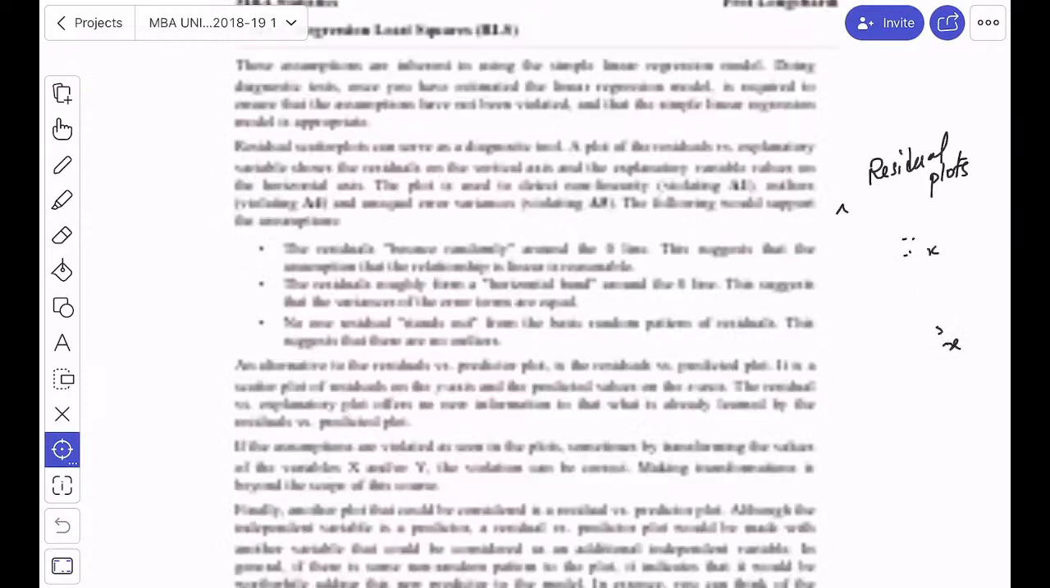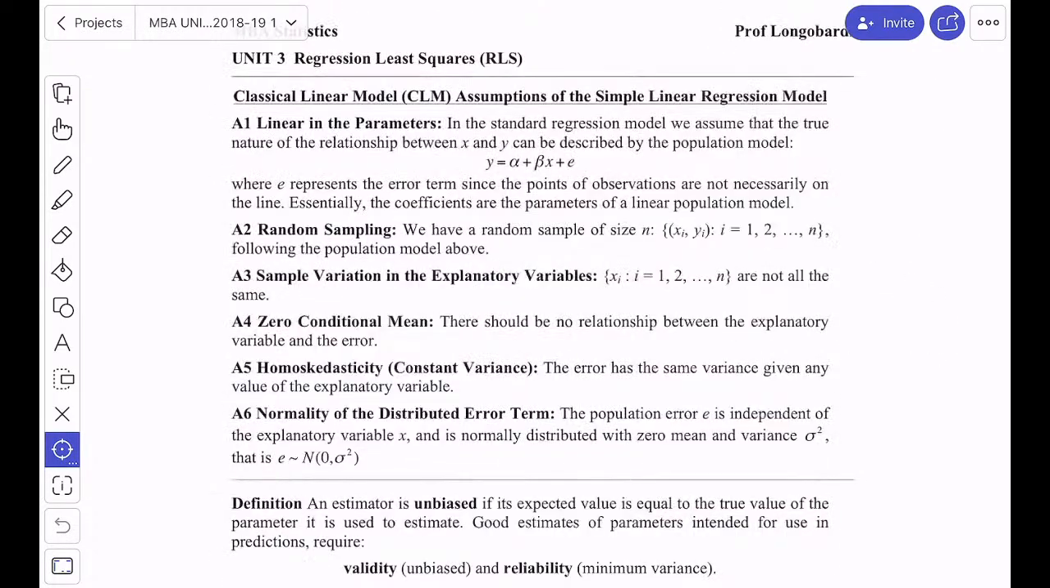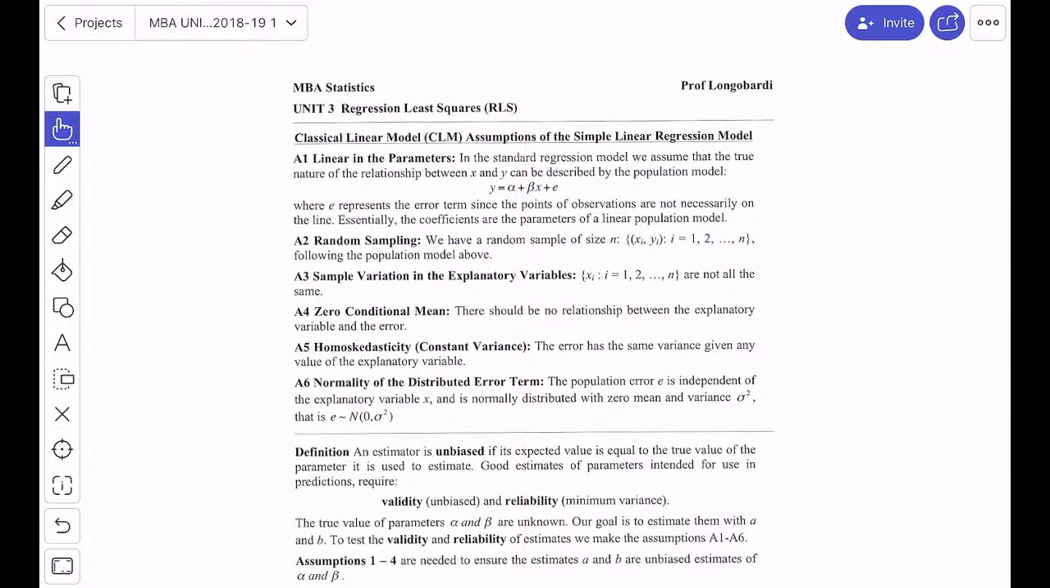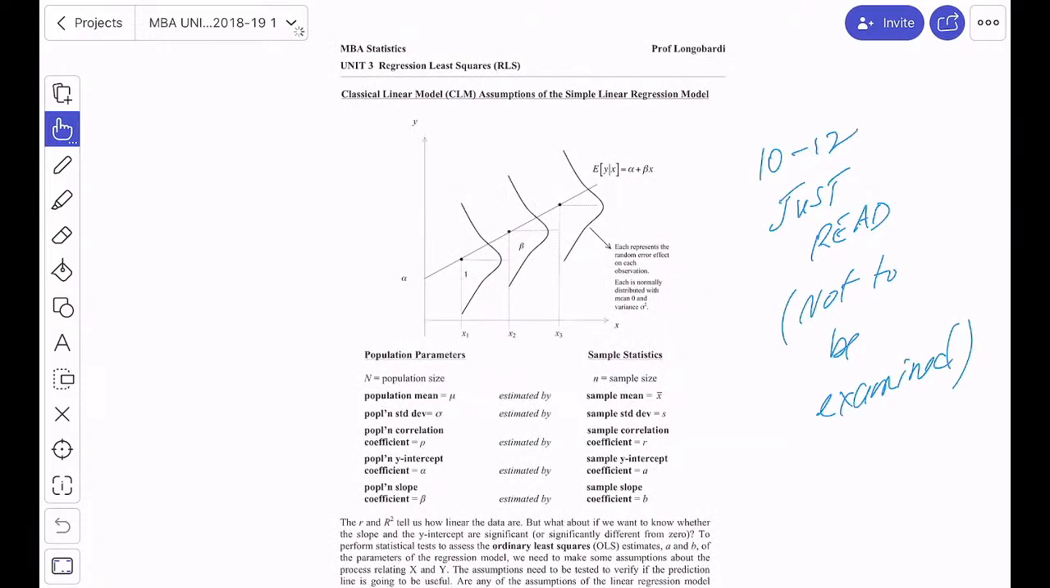And then I have some more discussion about that. So that goes beyond the scope of the course, but I'm putting it here for people who are familiar with this topic and want a thorough treatment of the topic. So as I said last class, just read this. It's not going to be examined.